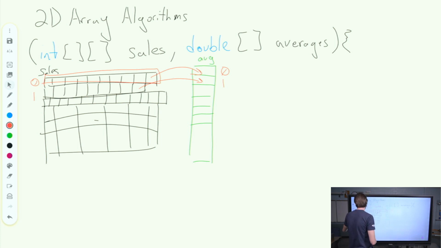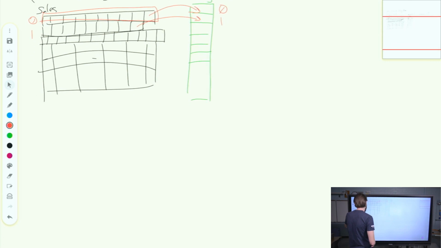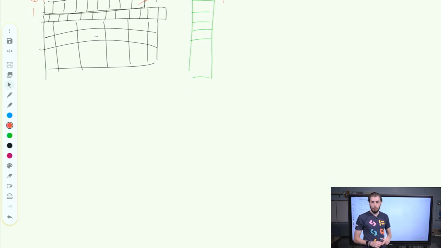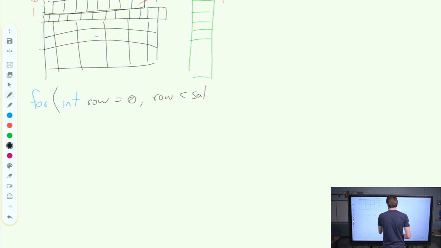Okay, so let's look at this in our code. Well, it's pretty simple. We do nested for loops, we find the averages and save them in. Simple, right? Okay, so let's actually do it. So we're going to first loop through those rows. Let's grab each row: int row = 0, row < sales.length, row++, increment row.